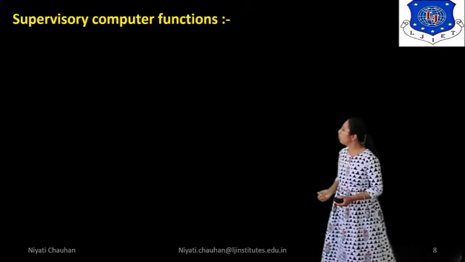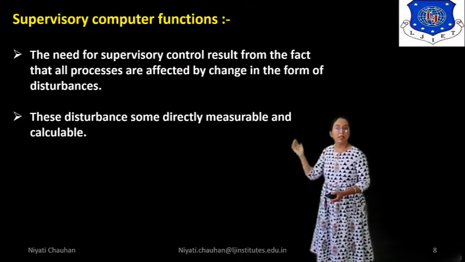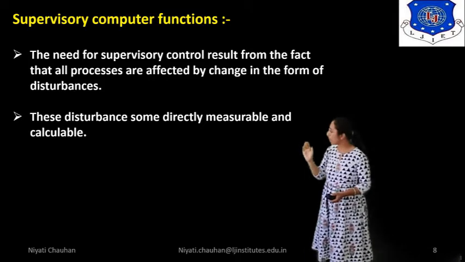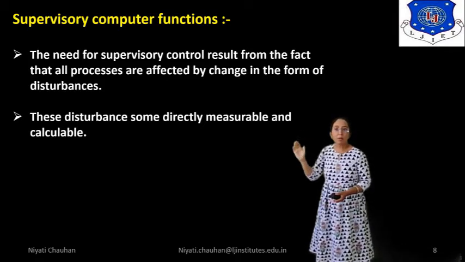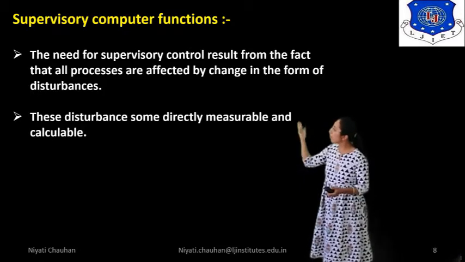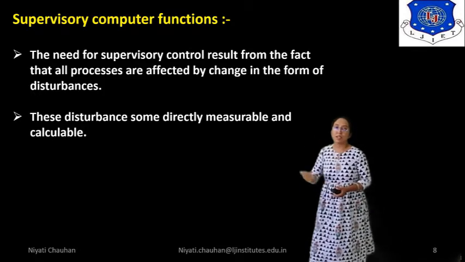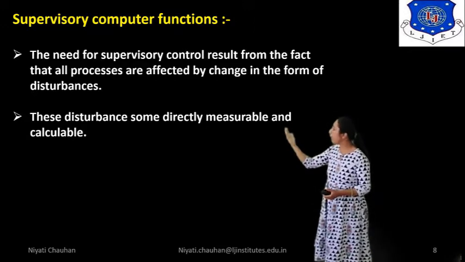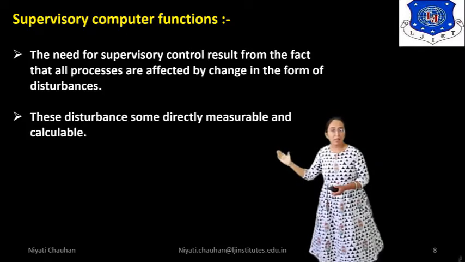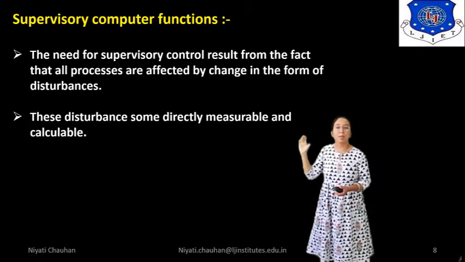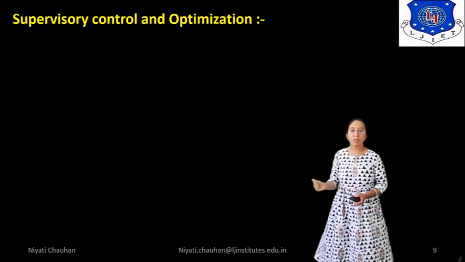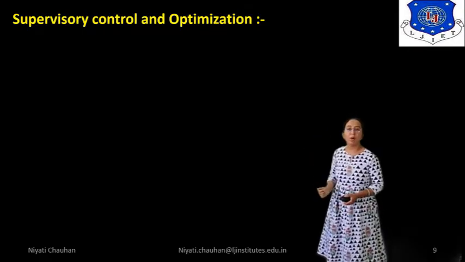Supervisory computer functions. The need for supervisory control results from the fact that all processes are affected by change in the form of disturbance. So here disturbances also affect the supervisory control level. Some of these disturbances are directly measurable and calculable. Then next, supervisory control and optimization.